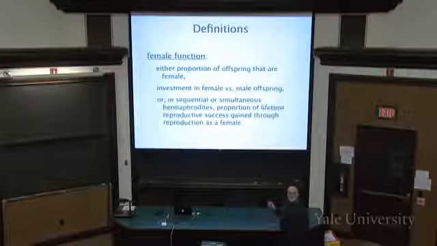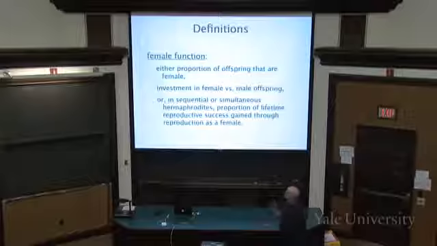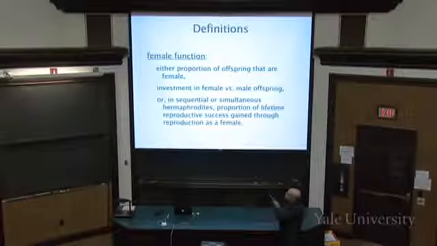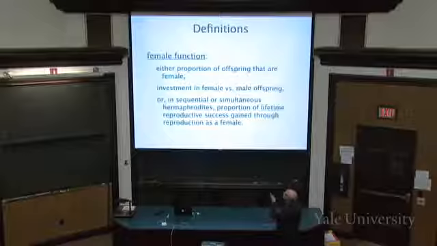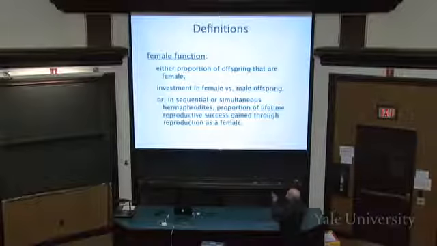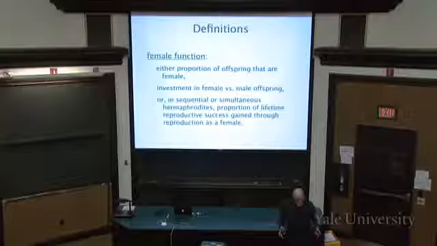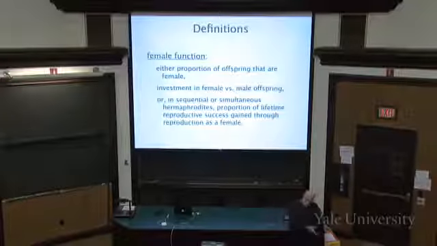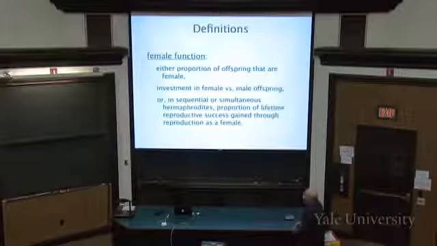Now, for the purposes of sex allocation theory, we define female function in a number of different ways. It could either be the proportion of offspring that are female. That could be a lot or a little. It could be investment in female versus male offspring, so you have equal numbers of both, but you decide to invest more in offspring of one sex than the other.